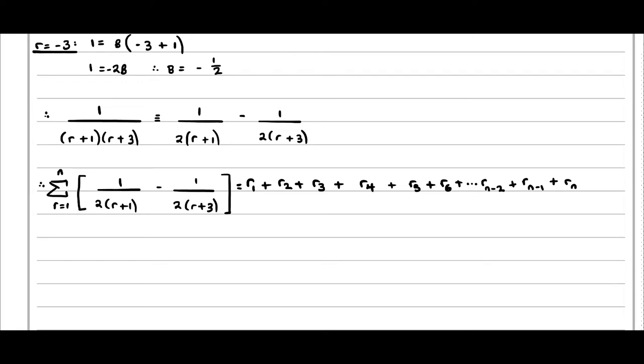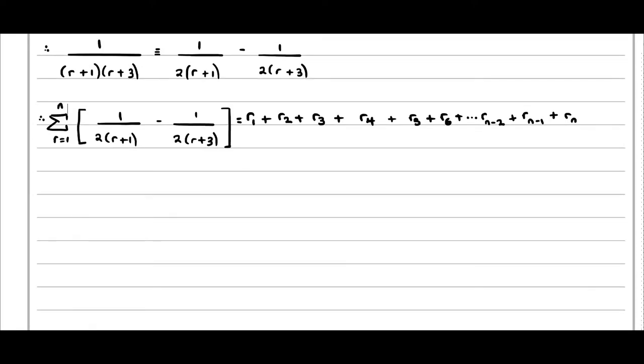Okay, so with that being said, when r equals 1, we have 1 over 2 times 2 minus 1 over 2 times 4. Okay? So this is our first term. Our next term, r equals 2. We have 1 over 2 times 3 minus 1 over 2 times 5.